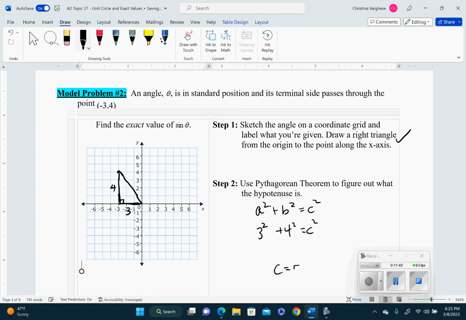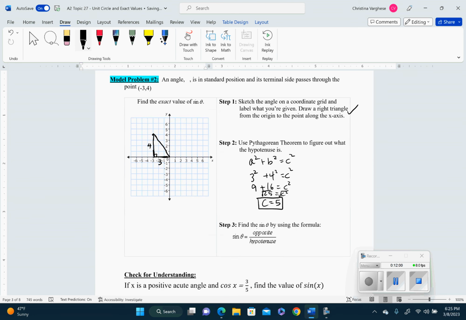And after you did your work, you should have figured out that c is equal to 5, okay? Because this is 9 plus 16 is equal to c squared. So that's 25 equals c squared. Find the square root. The square root of 25 is 5, okay? Good. So we're done with step 2.